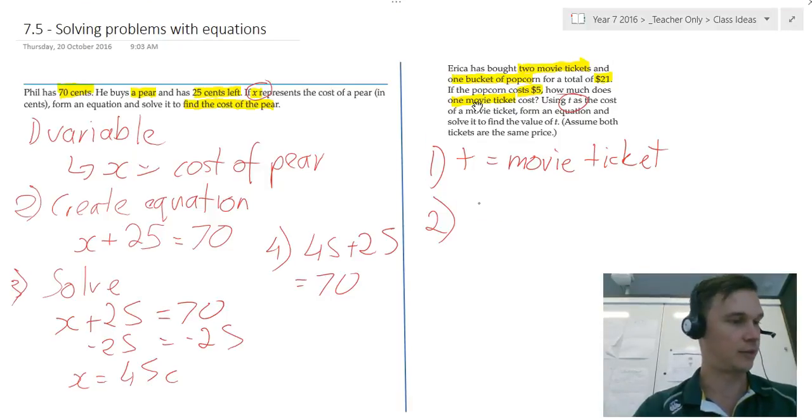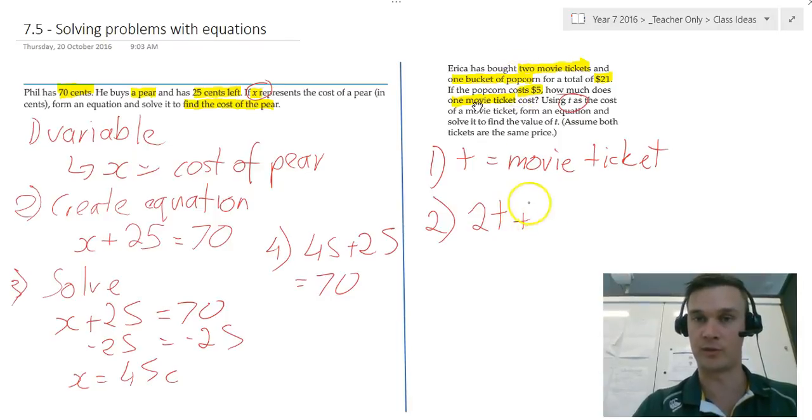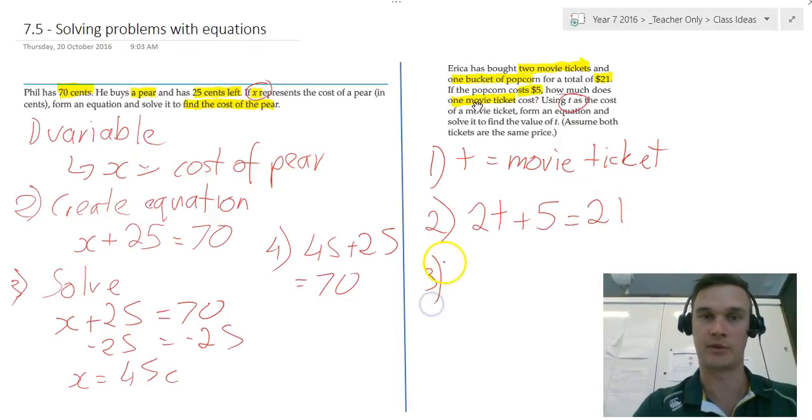So again, I know that we have 2 tickets, I buy 2 tickets, so that's going to be 2 times the price of T. Then we have plus the bucket of popcorn, which is $5, and we know that that's going to be a total of 21. So then we move on to step 3, which is solve.